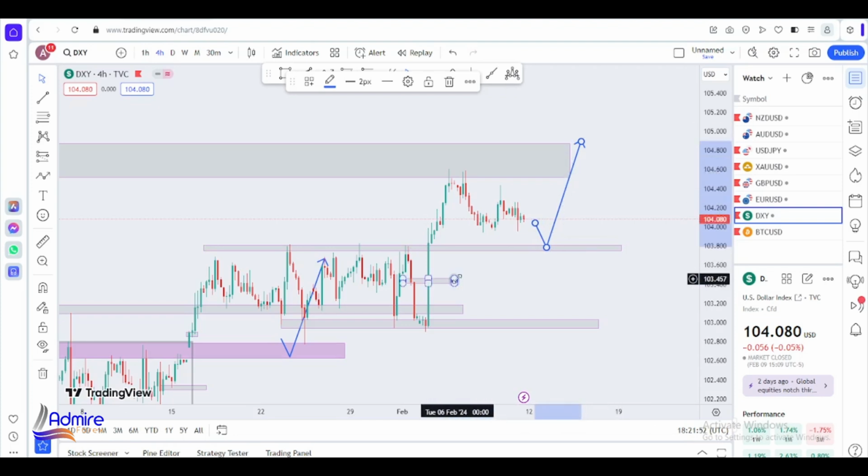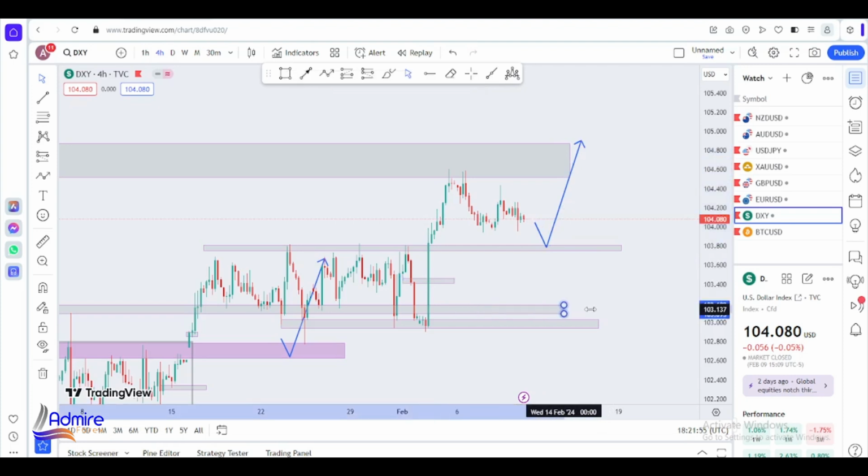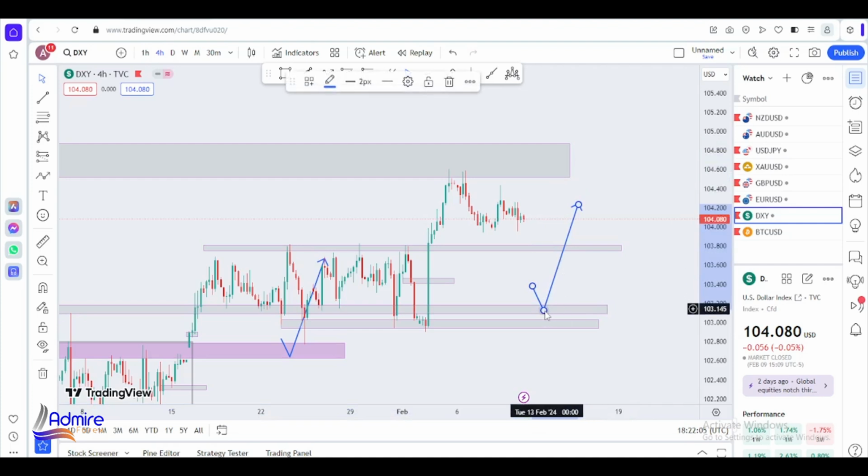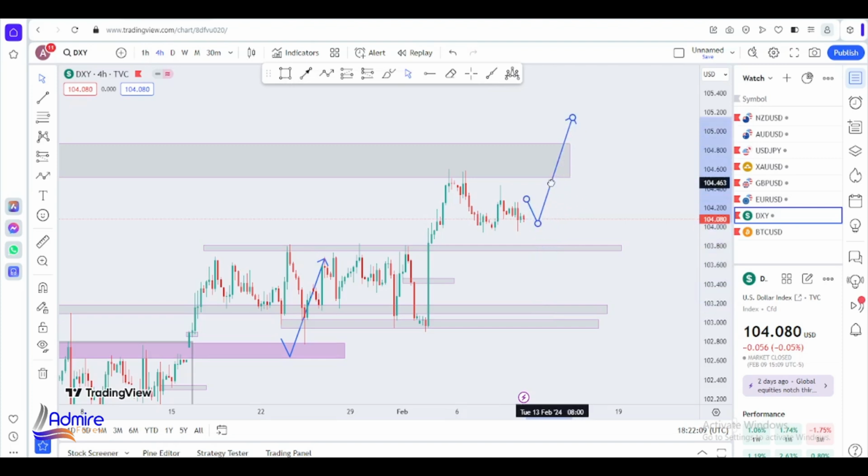If that area fails, you should be looking at this support, all the way down here. If the 103 area fails, you should be looking at price to push into this area and continue to the upside, which is the 103.116. Okay, so let's keep it at this area for price. Hopefully price will retest this area and continue to the upside.